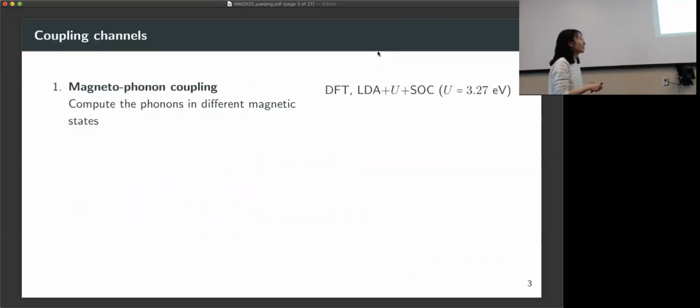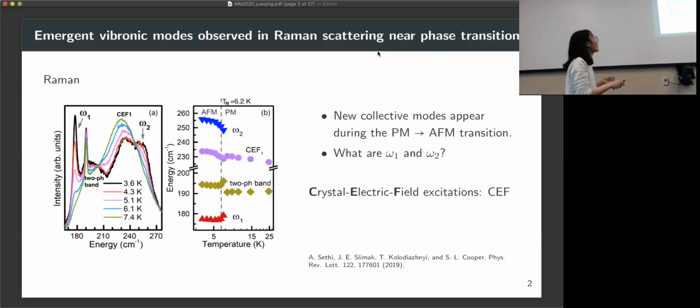So on the left-hand side, we have the intensity versus energy plot. Different colors stand for different temperatures. The Néel temperature for this material is 6.2 Kelvin. On this plot, you can see there are 4 peaks. The second peak is the 2 phonon band, and the third one is the crystal electric field excitation peak. From now on, I'm going to use the acronym CEF for crystal electric field excitations.